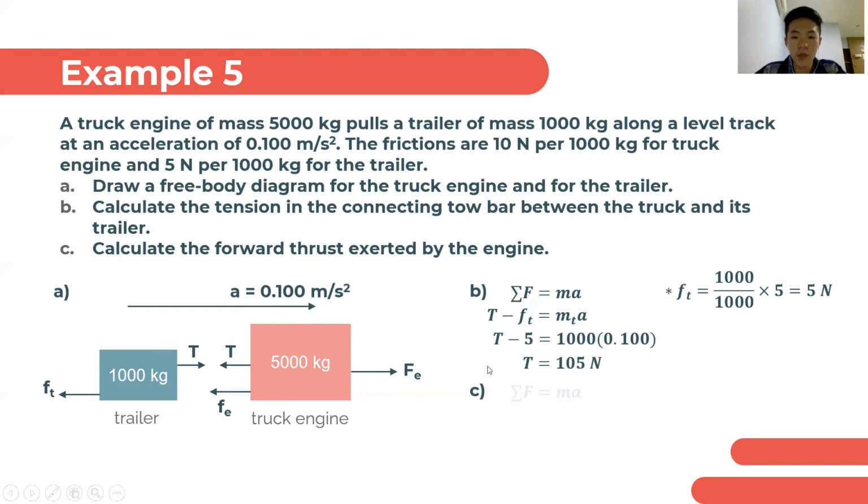So sigma F equals m times a. In the sigma F of the truck engine, there's a forward thrust, or Fe, to the right side, so positive Fe, and a tension and friction to the left side. So Fe minus T minus friction E equals the mass of the engine times the acceleration. Before substituting tension, mass, and acceleration, we need to find the friction first.